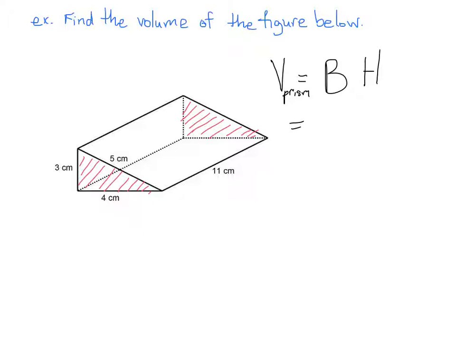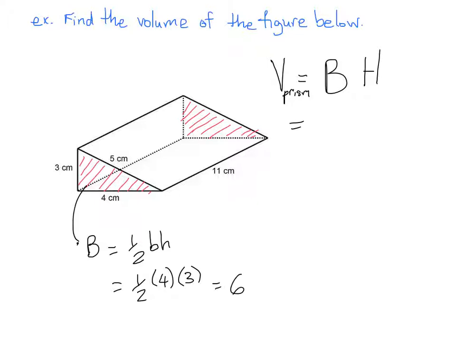So the base area is a triangle. So B, I'll do that first. B for that triangle is a half base times height. Now you see why I was using uppercase letters before, because now we're looking at another base and height. We're looking at the base of the triangle, not the base area of the figure. And we're looking at the height of the triangle, not the height of the whole figure. The base of the triangle is 4, and the height of the triangle is 3, so the area of the triangle is going to be 6.